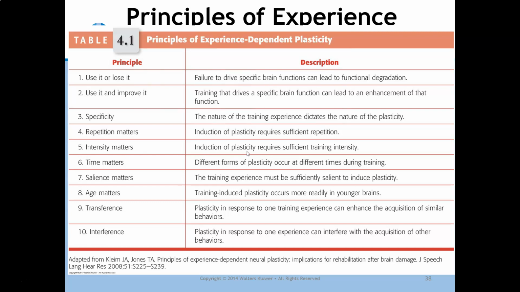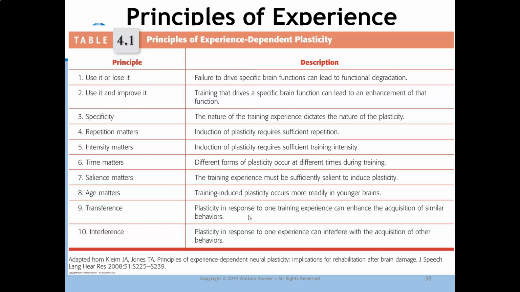Intensity matters. Induction of plasticity requires sufficient training intensity. You've got to work hard. If you go to the gym and you just lift 5-pound bicep curls all the time, you're not really going to improve. But if you go from 5 pounds to 10 pounds to 20 pounds, you're going to improve. Salience matters. The training experience must be sufficiently salient to induce plasticity. It must be important. It must be conscious. Age matters. Training-induced plasticity occurs more readily in younger brains than older brains.